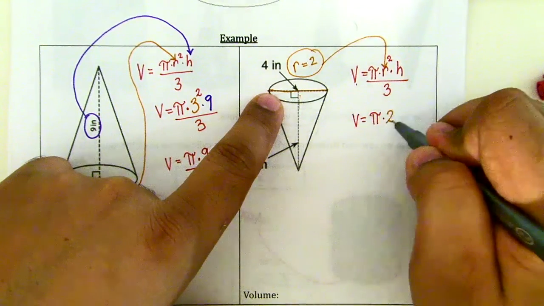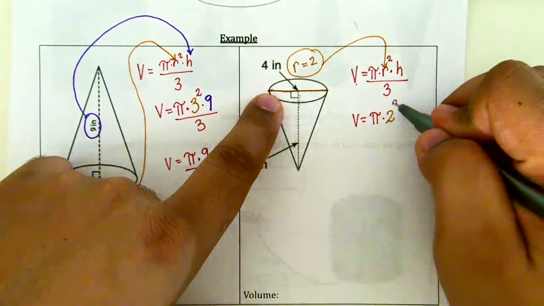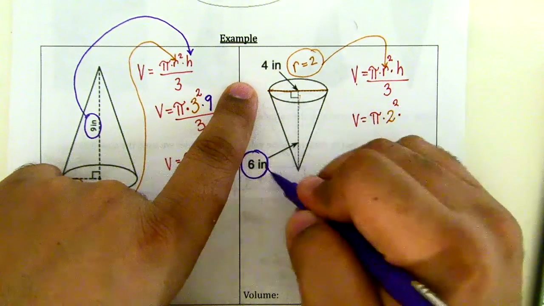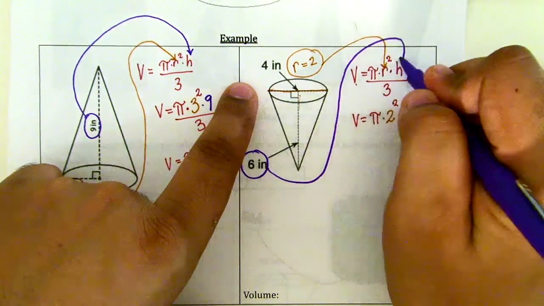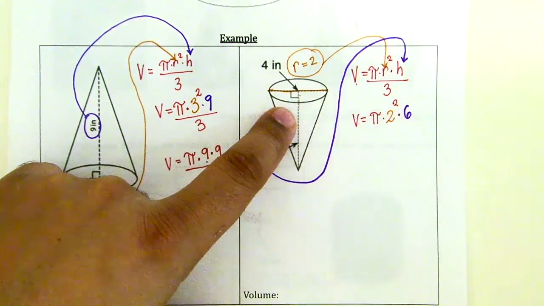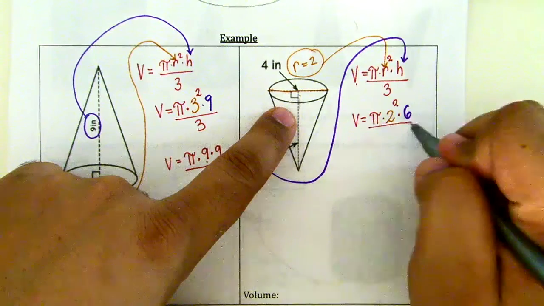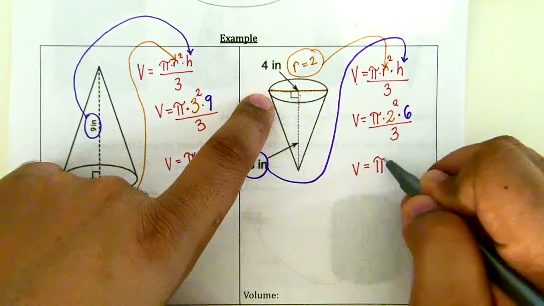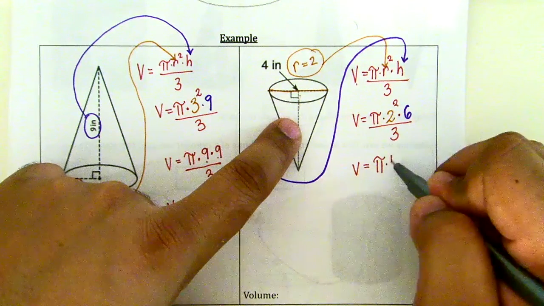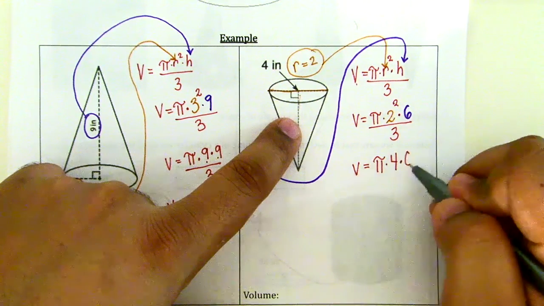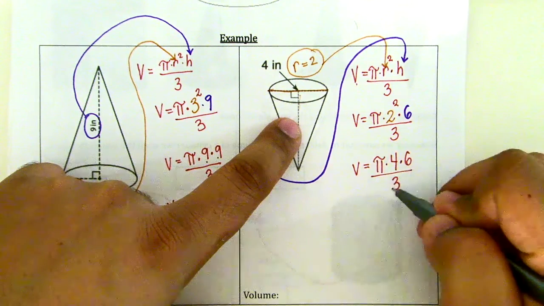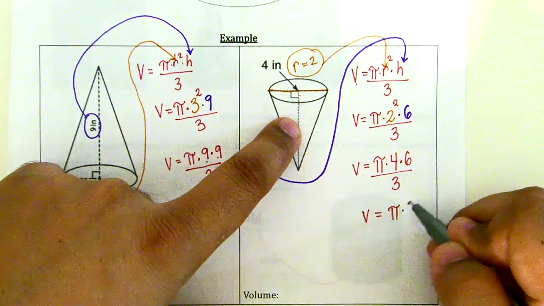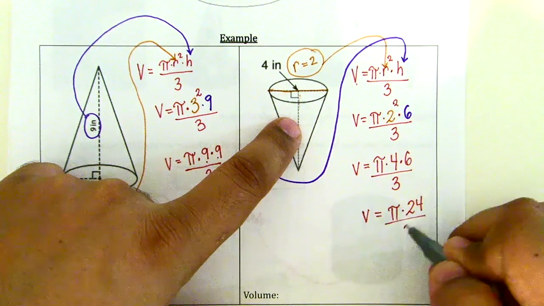So the 2 is what's getting substituted into here. So it's pi times 2 squared, multiplied by my height, which is the other number here. So 6 is what's getting replaced into h here. So times 6, and again, don't forget, we need to divide all of that by 3. So again, V equals pi times 2 squared, that's 2 times 2, 4 times 6, all of that over 3. So I'm going to get my volume is equal to pi times 24, all of this over 3.